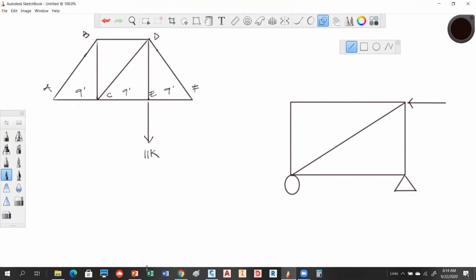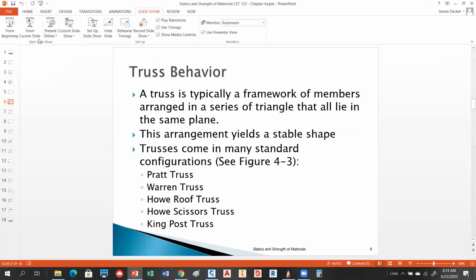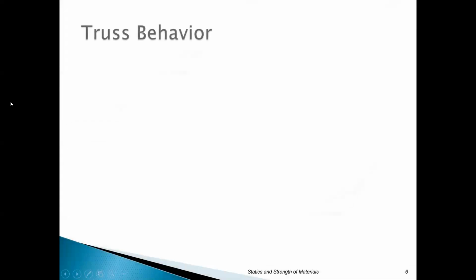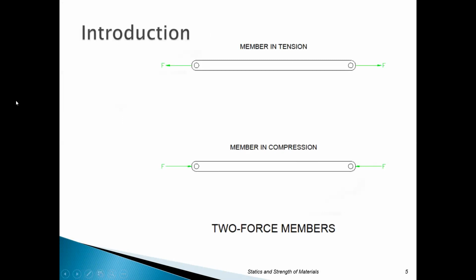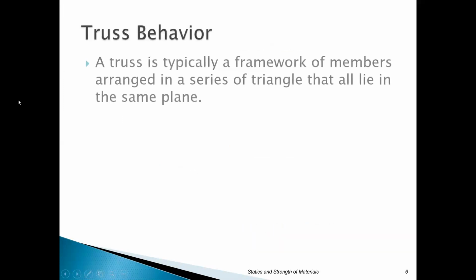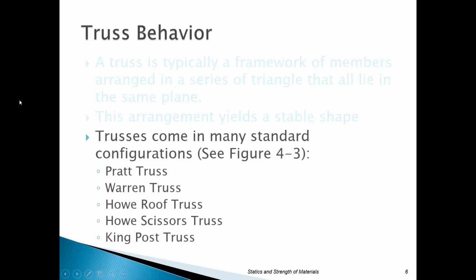Let me go back to my PowerPoint, and I'm going to pick up from the current slide. Let me see where I was. Okay, there's our two-force members. Okay, so trusses, if you have your book, you know where my book is. Hold on a minute. If you look on page, let's see, 433. You look on page 107.